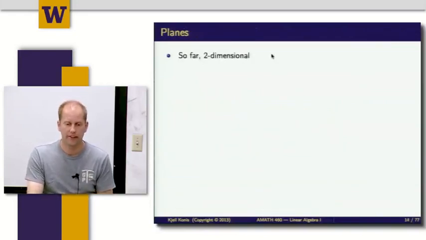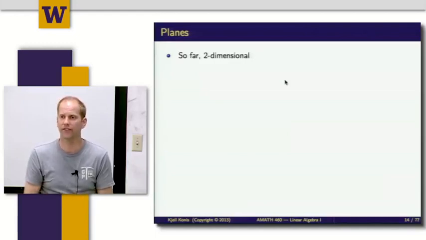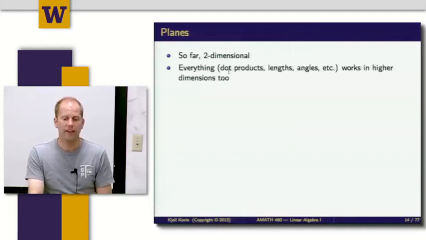Okay, so now on to the second piece, which was planes. So far all of my examples have been in 2 dimensions, and that's mostly just for convenience. If it's 2-dimensional, I can draw a picture of it, and it also doesn't take up too much space on the slide. But everything, so dot products, lengths, angle between two vectors, all of that's going to work in higher dimensions too, using the same formula.